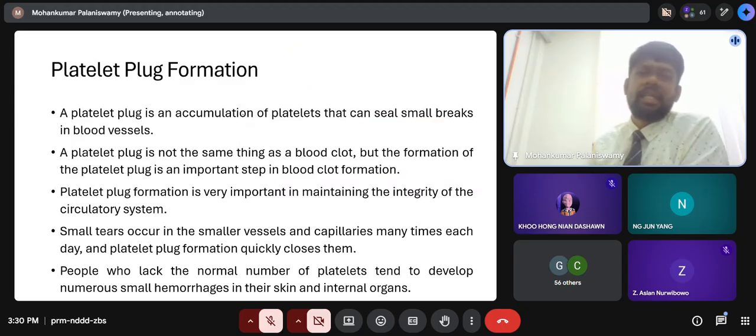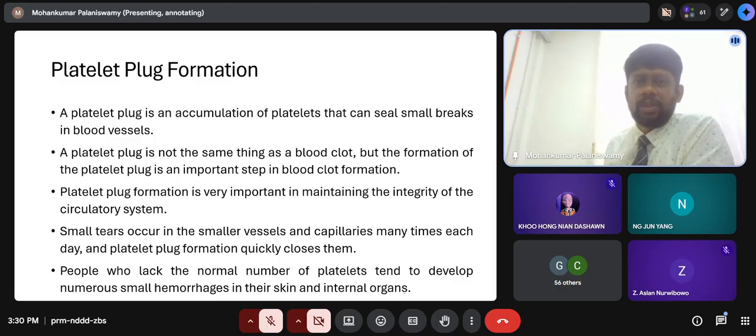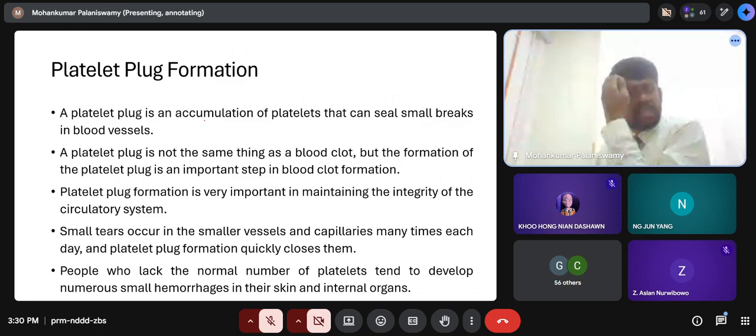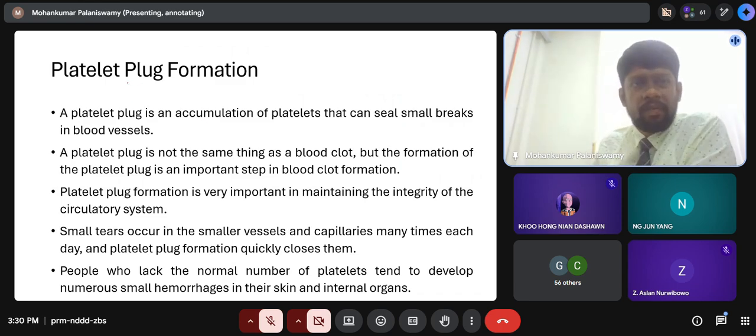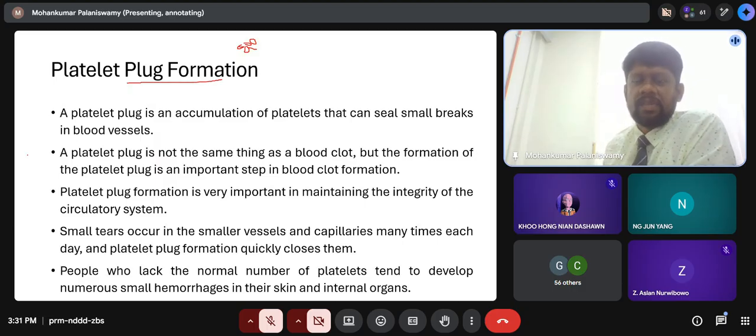Next one is platelet plug formation. I have so many texts, but once you read, it will be easier. It's simple. The platelet plug is an accumulation of platelets that can seal small breaks in blood vessels. That is, we have multiple platelet cells which come and settle down at the place of injury. To put it simply, the platelet cells present in our body come and accumulate at the place of injury.